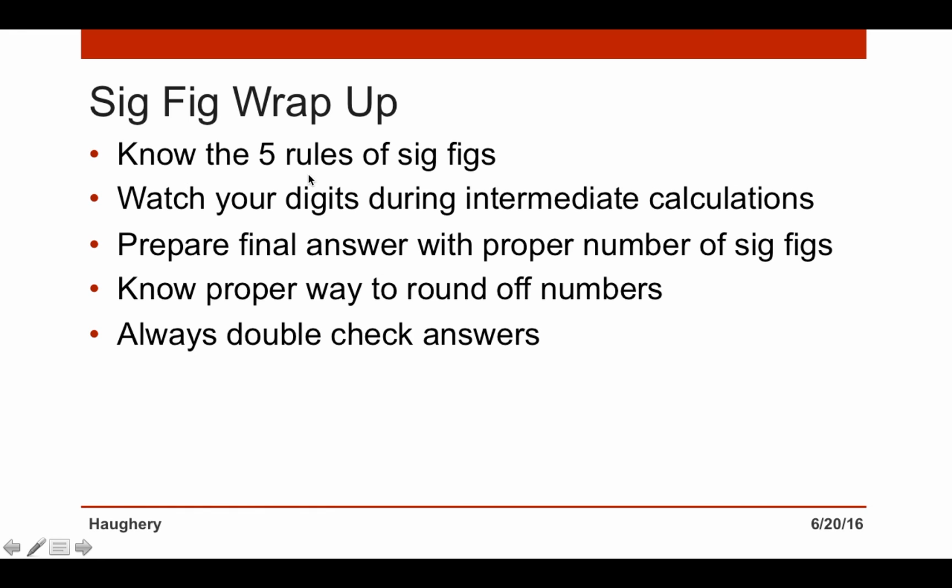So remember the 5 rules. We can look back at them. Watch your digits during intermediate calculations. Don't round those off. Put your final answer in sig figs and rounded properly. And then also double check your answers. There's always a way to help ourselves not make as many mistakes by just stepping back and looking: does this seem appropriate? Does this seem right? Let me do a quick check if I've done my calculations and rounding properly.